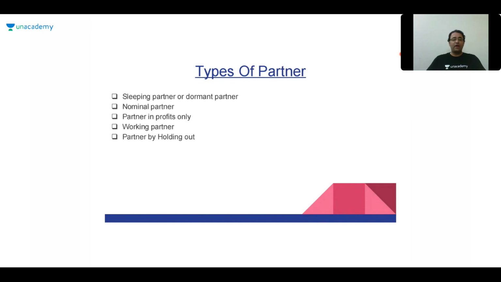Okay, types of partners. We have five types of partners present in a partnership firm: sleeping partner, nominal partner, partner in profits only, working partner, and partner by holding out. Now, what is a sleeping partner or dormant partner?